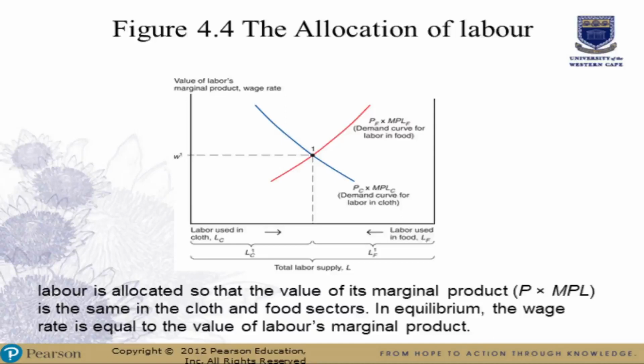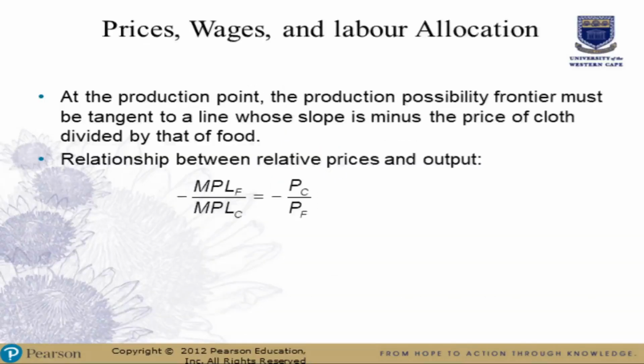The horizontal axis of figure 4.4 shows the total supply of labor employed in both sectors. In equilibrium, the marginal cost of labor, the wage rate, is equal to W1, which is equal to the value of labor marginal product in both sectors. Also, at equilibrium, the total labor employed in cloth and food sectors is equal to the total supply of labor in the economy. From figure 4.4, we notice that there is a useful relationship between prices and output resulting from the analysis of labor allocation, which also applies to a more general allocation situation.